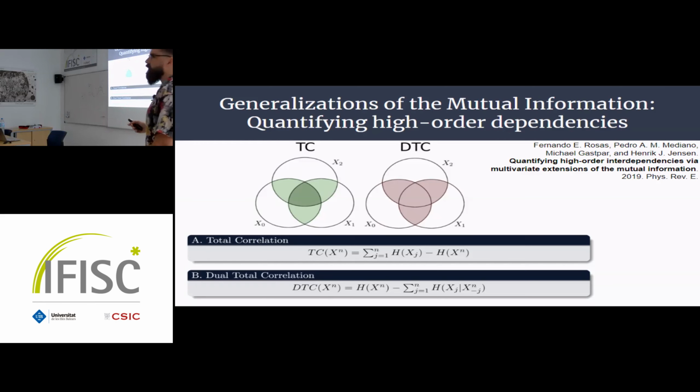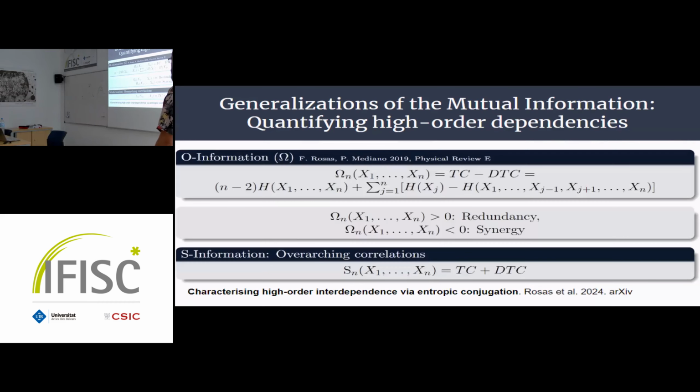Okay, so we have the total correlation and dual total correlation. Total correlation can be interpreted as collective constraints, and dual total correlation as shared randomness. And you can check that interpretation in more detail in this paper. Then, with these metrics, they can be related in a way that produces a metric that they call the O information in the same paper.